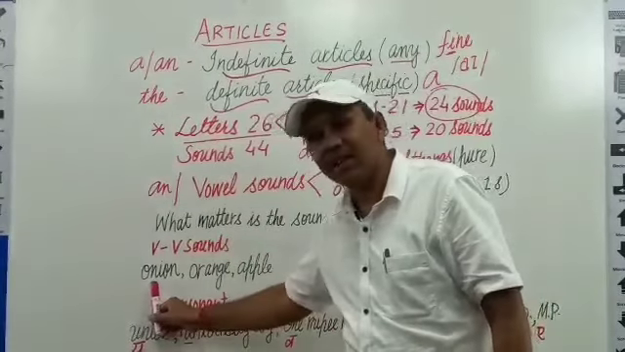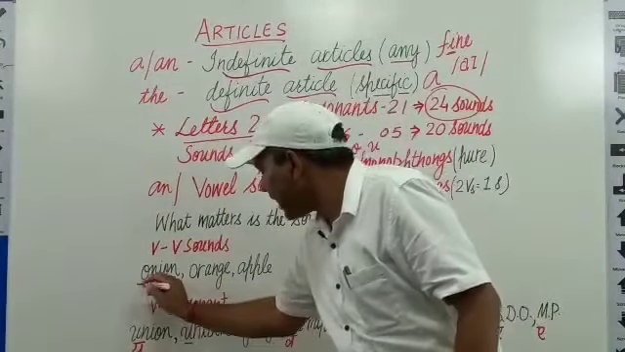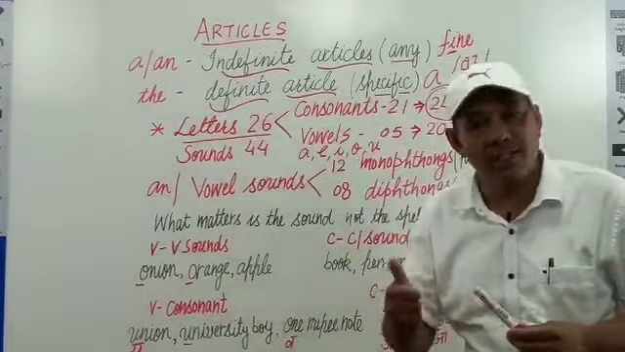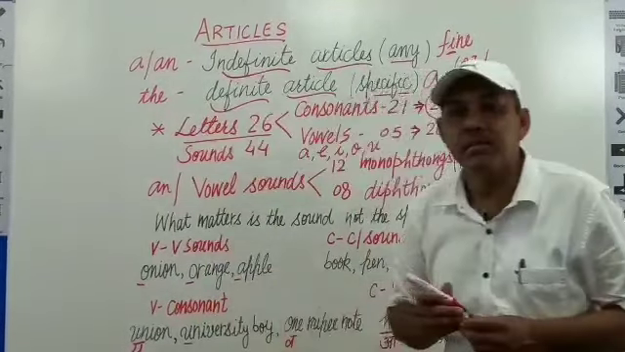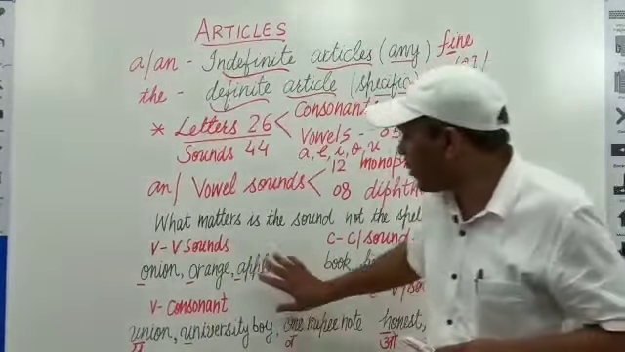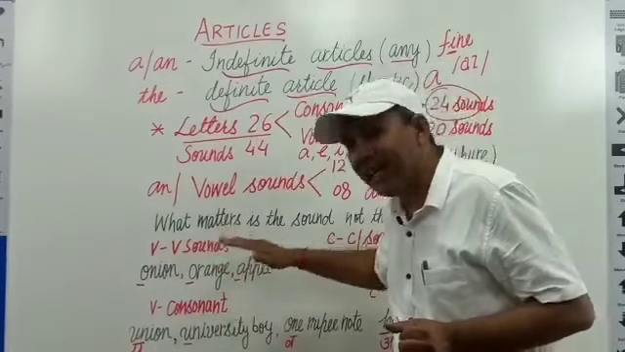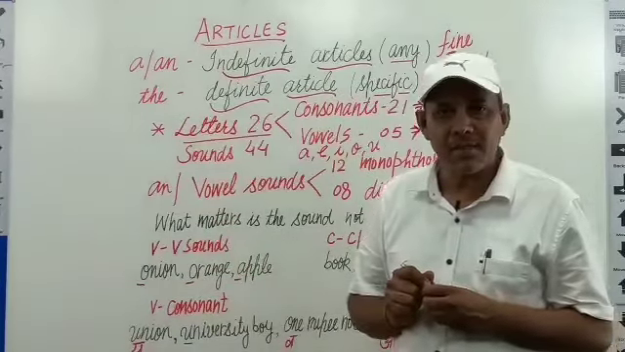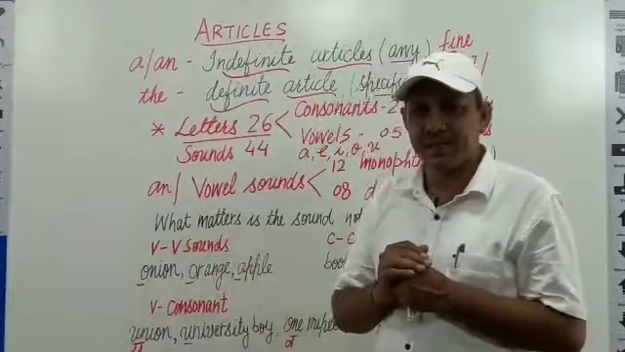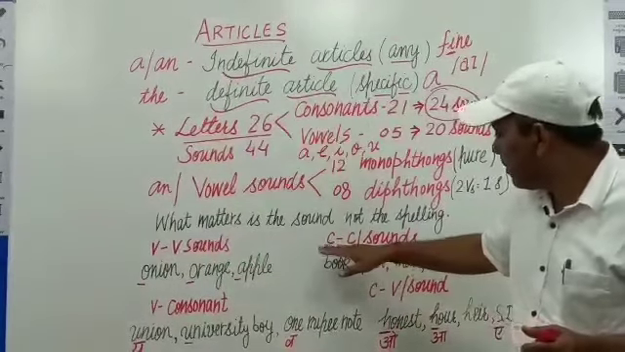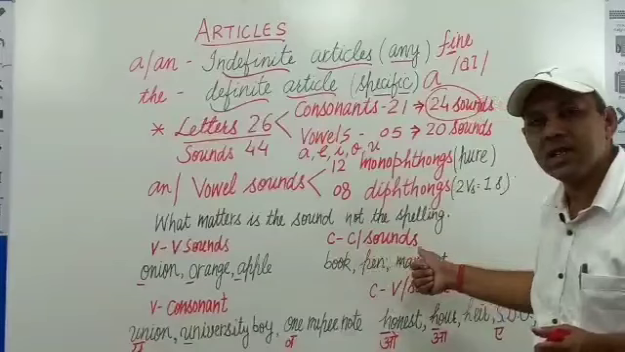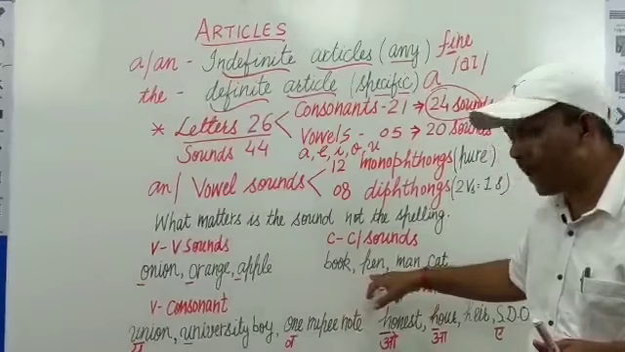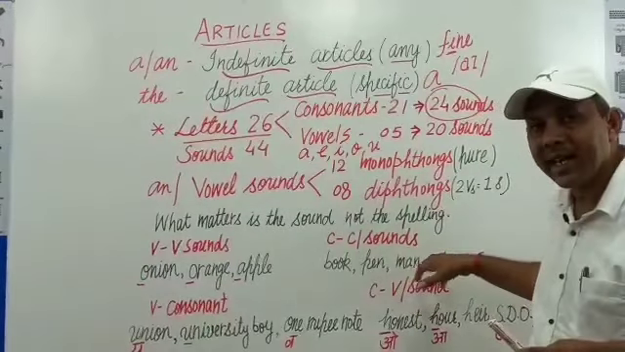For example, onion. Here, this letter O produces a vowel sound. Orange, this O produces a vowel sound. Apple, this A produces a vowel sound. There is no problem. The same letter vowel produces the same vowel sound. But if we take some other examples, in the same way, most of the consonants produce consonant sounds. For example, book, pen, man, cat.